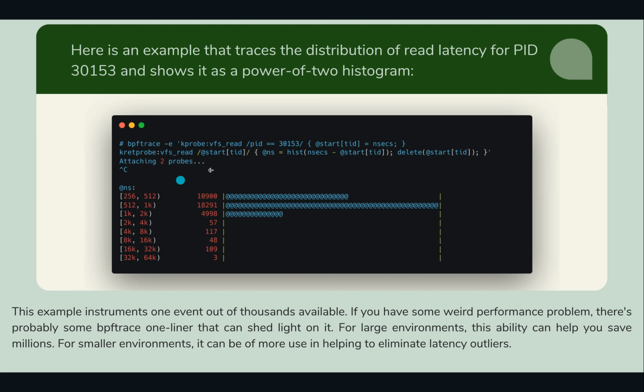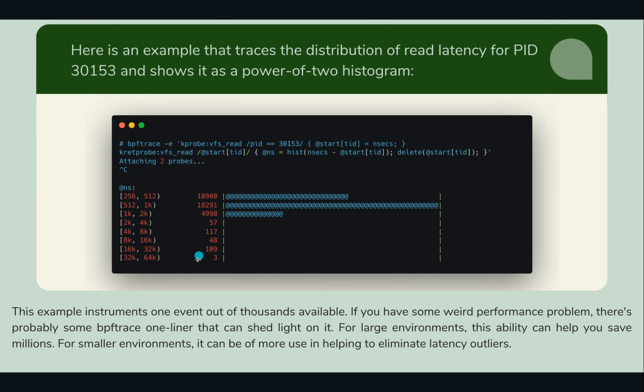After recording the function hits, it will display a histogram. The histogram might be confusing at first, but each line represents a range of durations and the number of occurrences of the function that fall in that range. For example, the first line indicates 10,900 occurrences of function calls that lasted between 256 and 512 nanoseconds.